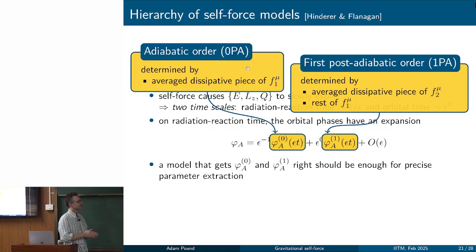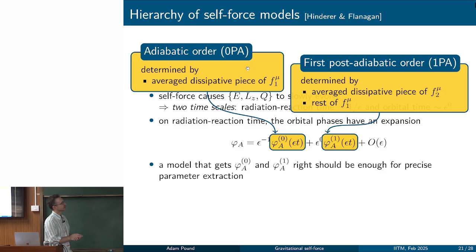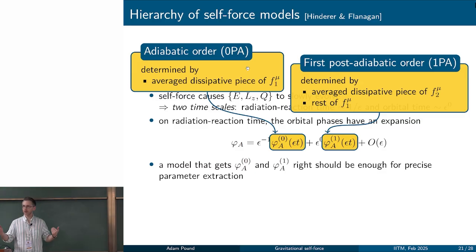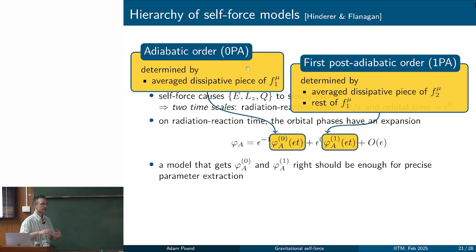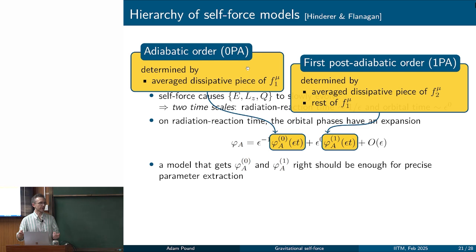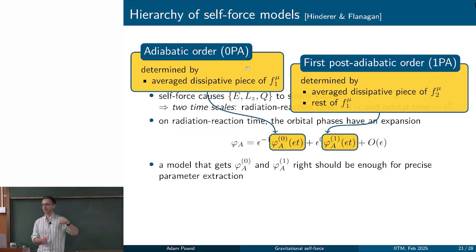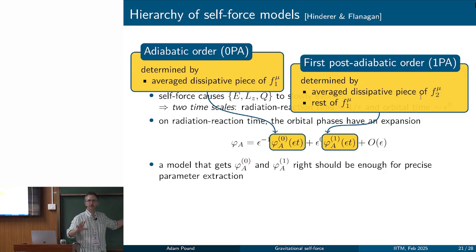Now to go to the next order, which we think is what we need, that's called first post-adiabatic order. So the order counting that Hinderer and Flanagan are using here is orders beyond adiabatic. So this order is determined by, well, the rest of F1. So you now need all of the first order self force and all of the first order metric perturbation. And we now need some information from the second order self force and therefore from the second order metric perturbation. So we need all of F1 and some dissipative piece of F2. And so this is the guiding philosophy in the community and has been for quite a long time, that this is the goal: to get everything at first order and to get just enough at second order.